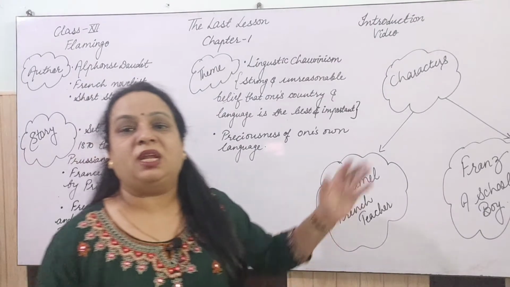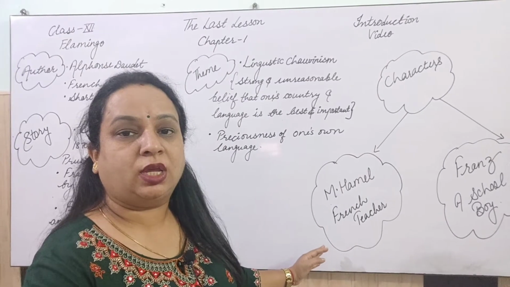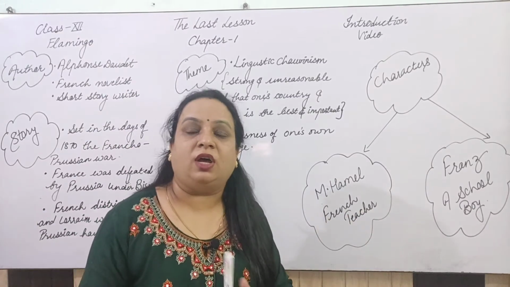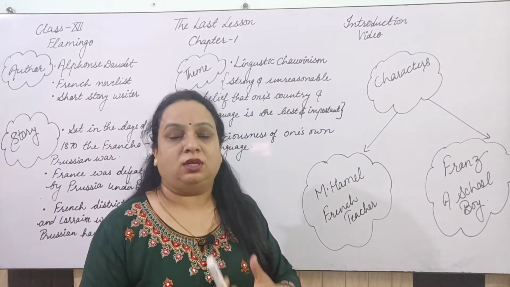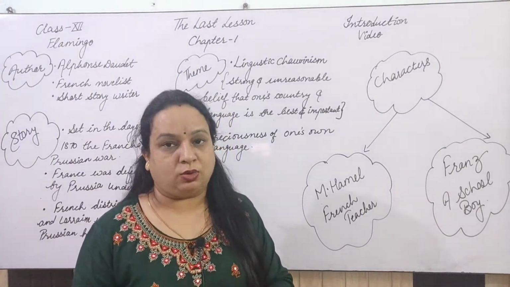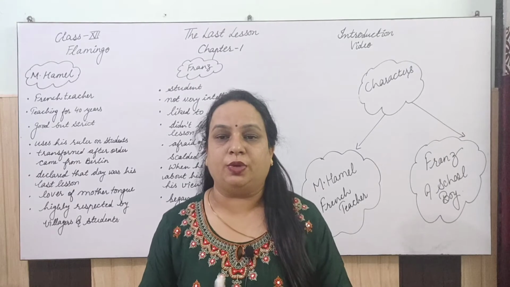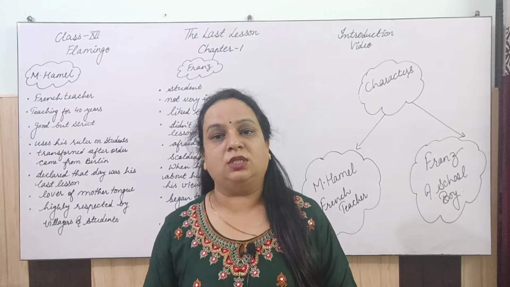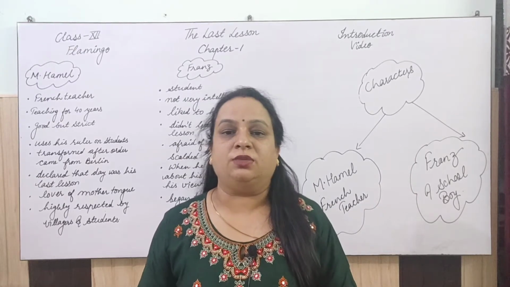Now, if we talk about the main characters of the story, we have two main characters in this story. Number 1 is M. Hamel, who was a French teacher in the districts of Alsace and Lorraine. And the second one is a schoolboy whose name was Franz. Franz is the narrator of the story. Let's talk about the main characters of the story, The Last Lesson. As I told you, the main characters are M. Hamel, who is a French teacher, and a schoolboy whose name is Franz.